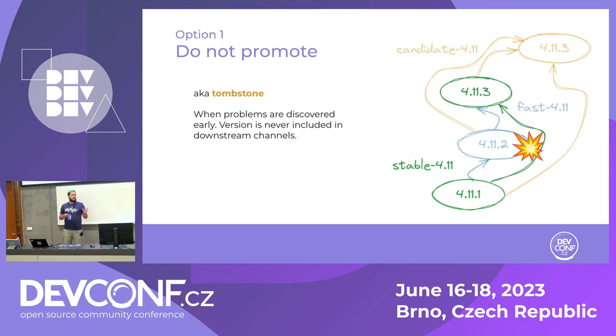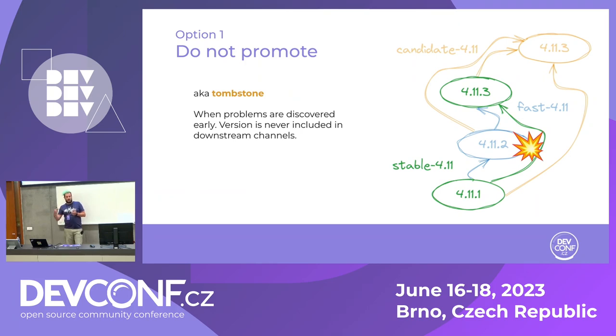So we have this power, and the question is, how do we use it? One thing, I think this was the first method, is still happening, though not as much anymore. We tombstone the releases: we discover there's a problem when something is still in fast. That's the purpose of the fast channel. So we will not promote it into the stable channel. People who are on the stable channel will never see this thing, and we just need to wait until the next release comes up and gets included in the stable channel. So that's one thing we can do. We can protect the downstream channels' following clusters from ever observing the problematic version.